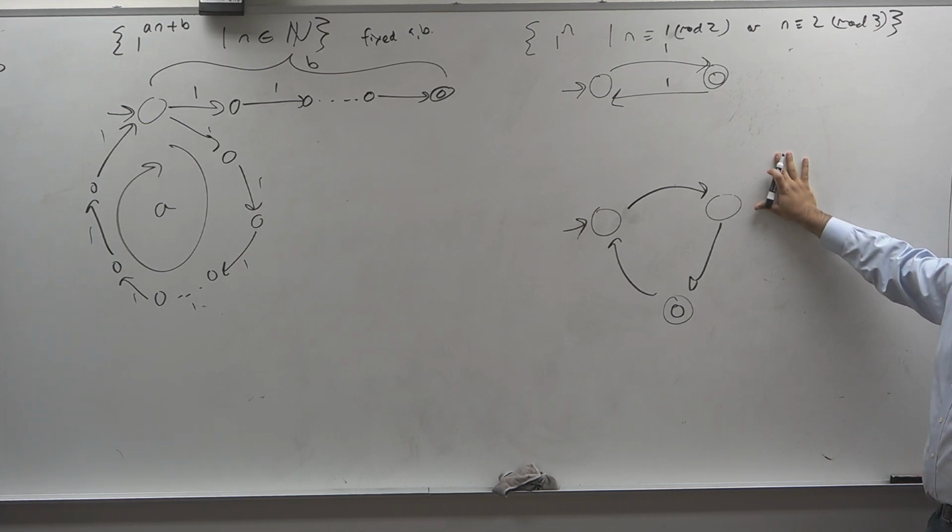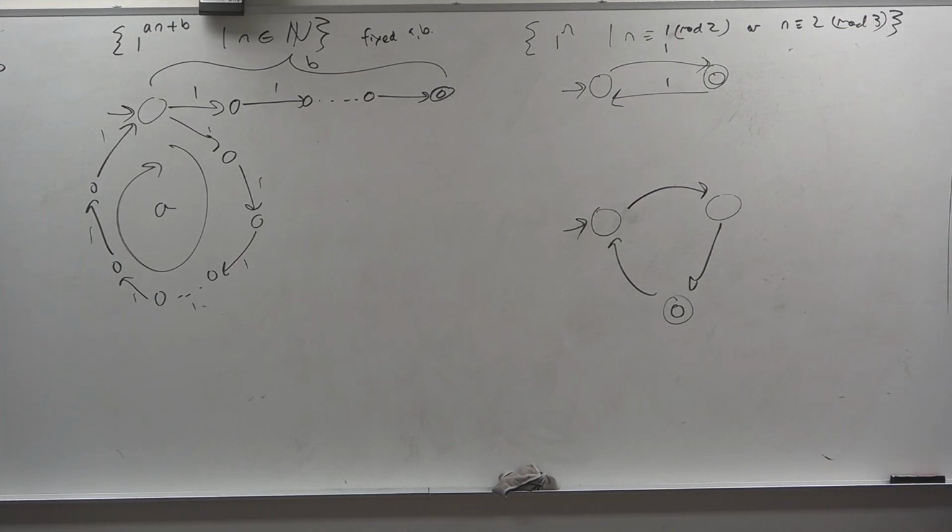For this one, I think it's possible to have 6 states, right? So the DFA, let's suppose this was n congruent to, let's say, x mod A, and then n is congruent to, let's say, y mod B, right? The DFA for this would be size A times B, right? I claim that the NFA for this is A plus B plus 1.